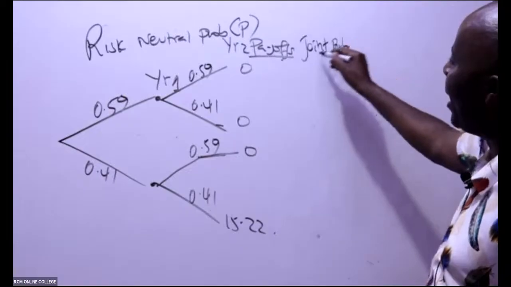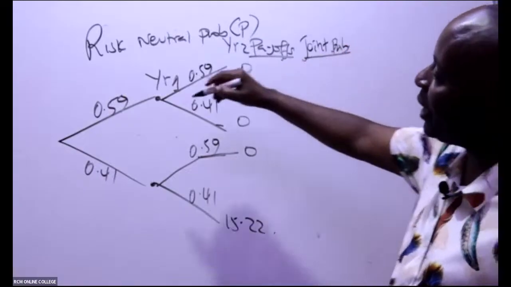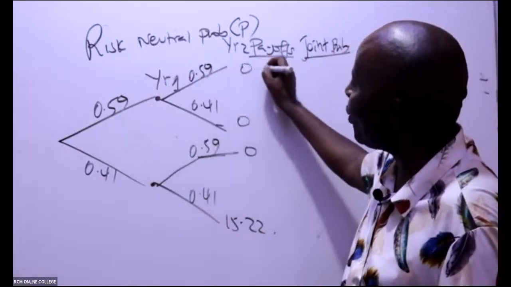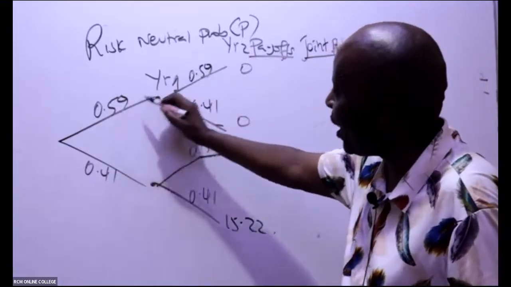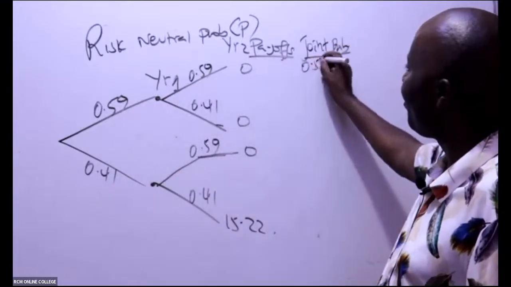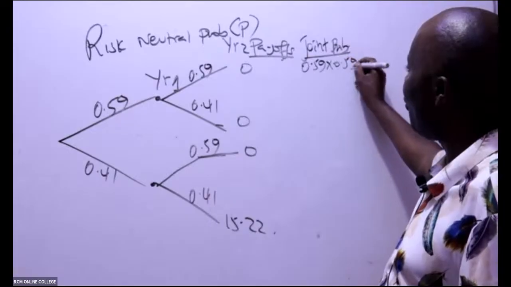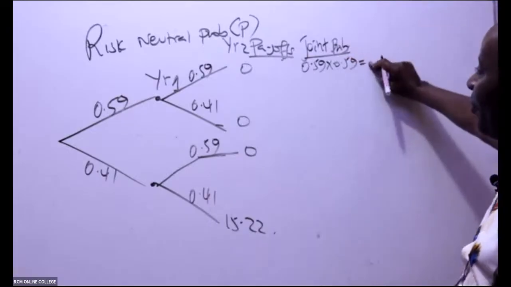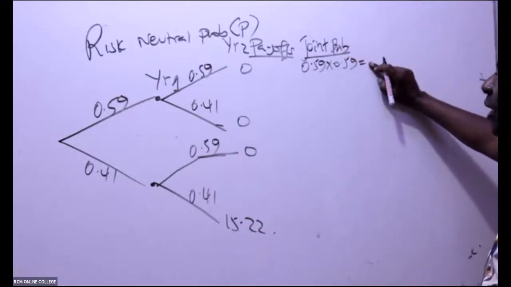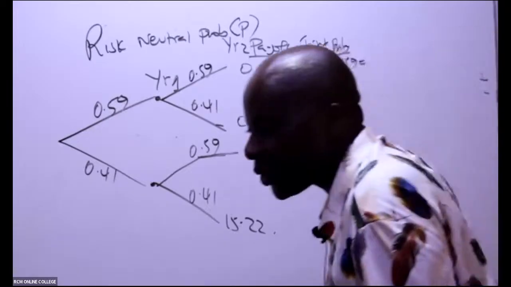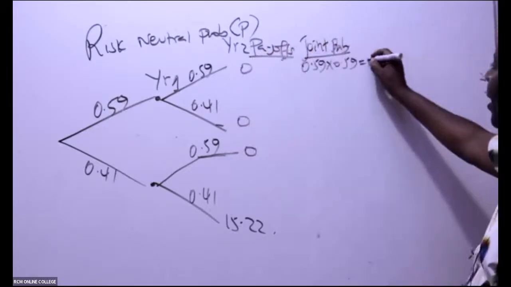Joint probabilities. For branch 1, you know it is 0.59 times 0.59, because you follow through. Is there somebody who can give me this joint probability to 2 decimal places? 0.35, right?